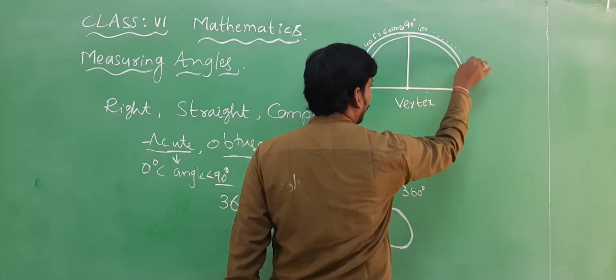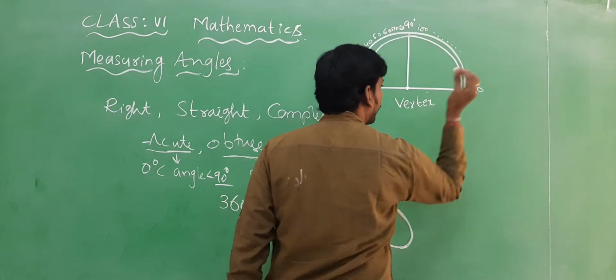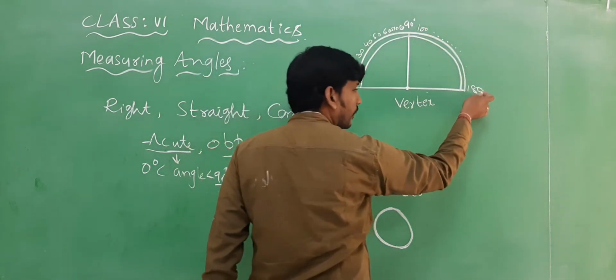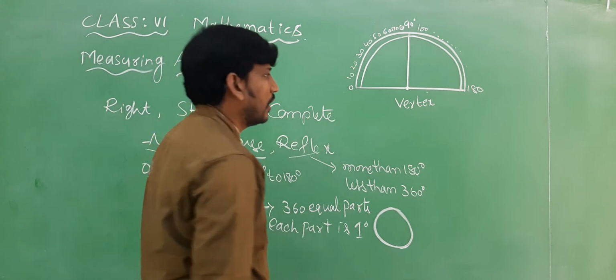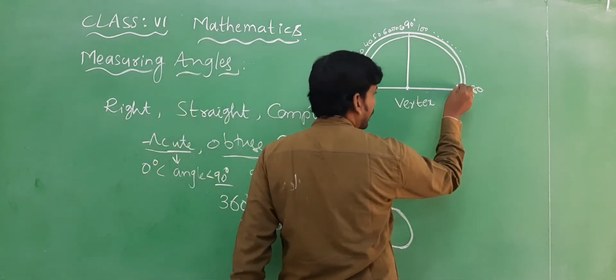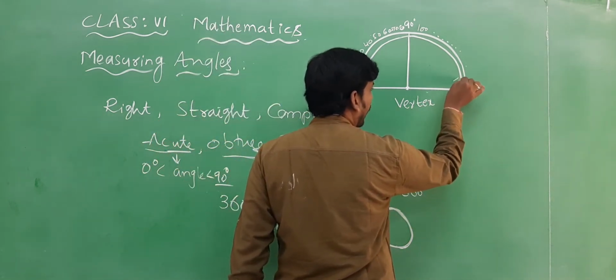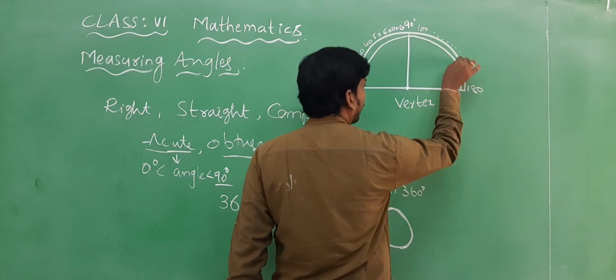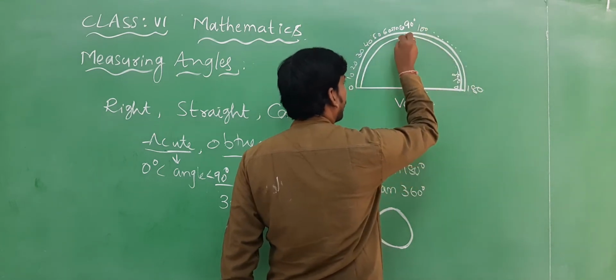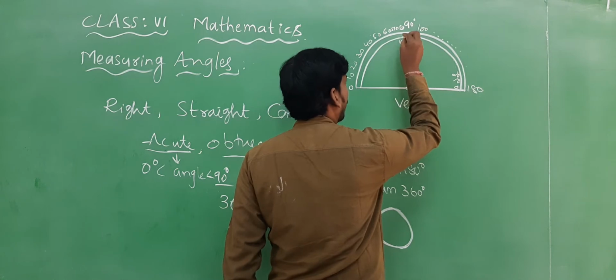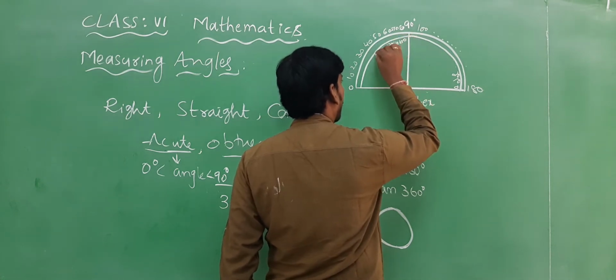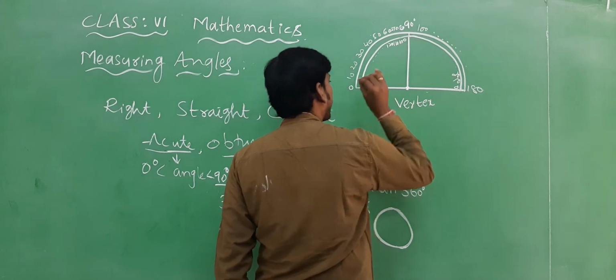Okay, like that we will be having here 180 degrees. 0 to 180 semicircle, right? Again inside, start from 0 here: 0, 10, 20, like that it will be 90 degrees, and here it is 100. Okay, and this is 110, 120, like that it will be 180 degrees.